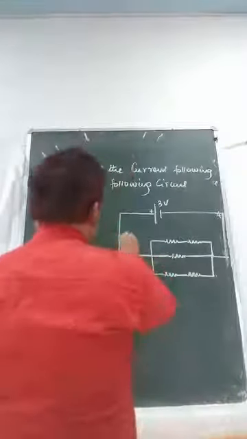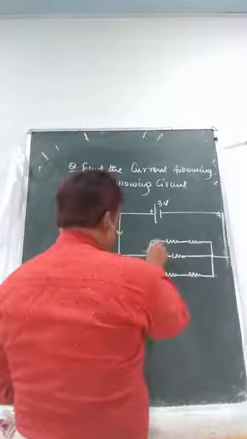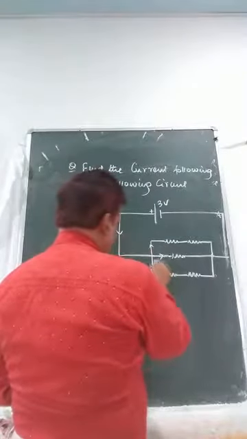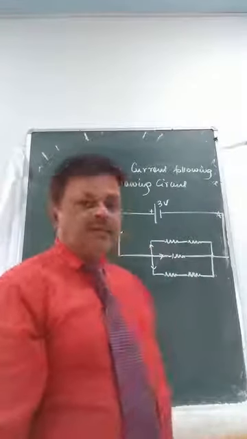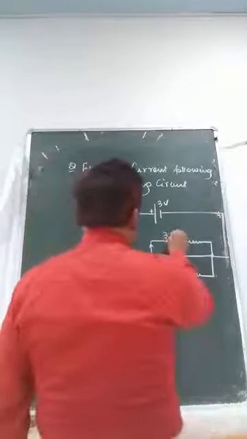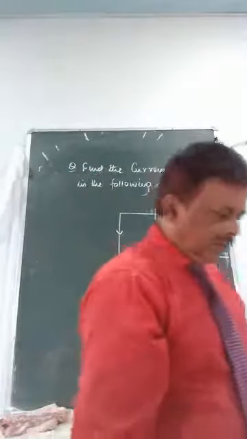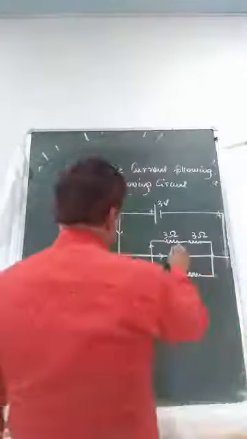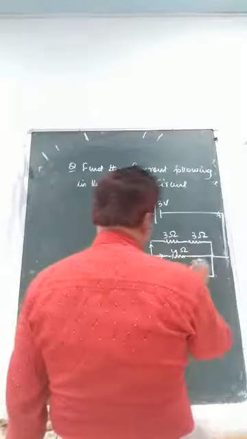Current will flow here. At the junction, the current gets divided, but the potential is not divided. So that is given as 3 and 3. 3 ohm, 3 ohm. Then 4 ohm, 6 ohm, 6 ohm.